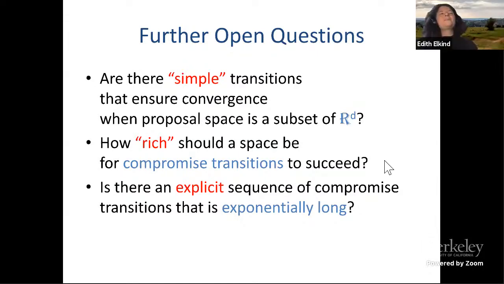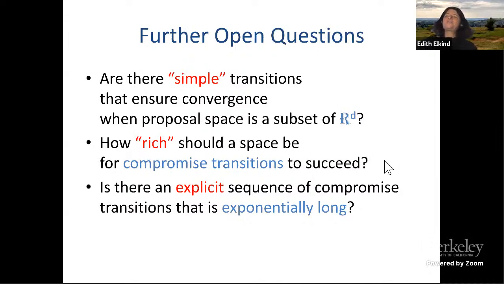Right. Okay. So that would give agents more flexibility, right? And so I would have to reason somehow about their explicit utilities. So the short answer is I don't know. What we try to think a little bit about is making the compromise transitions more compromisey, right?